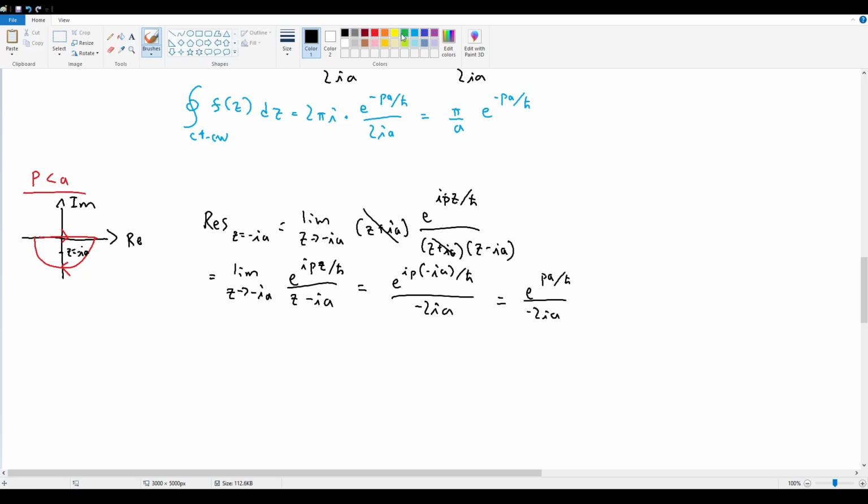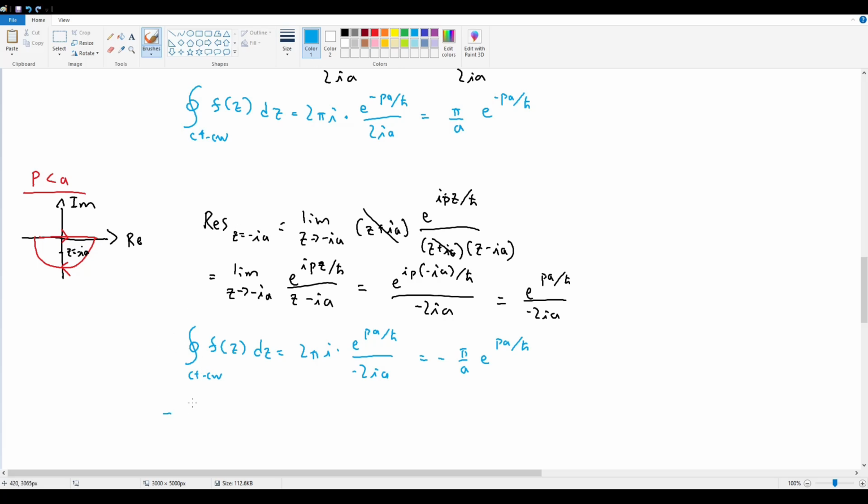Now, plugging into the contour theorem again, the contour integral of f of z counterclockwise is equal to 2 pi i times the sum of the residues, which is e to the pa over h bar over negative 2ia. The two i's cancel, leaving negative pi over a, e to the pa over h bar. Now, the key point here is that this is a counterclockwise integral. This line integral is clockwise. So to turn it counterclockwise, we have to add a negative 1.